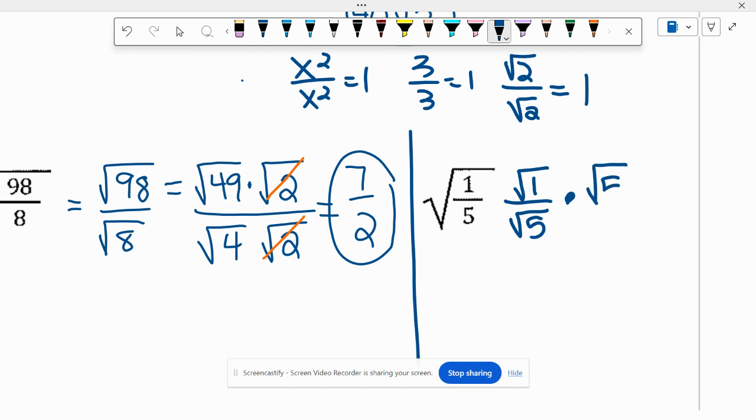And when I say a fancy number 1, I mean like, is there a way that I can write a number 1 so that it'll get rid of the radical in the denominator? I think there is. I think I just did that right there. What is the square root of 5 divided by the square root of 5?